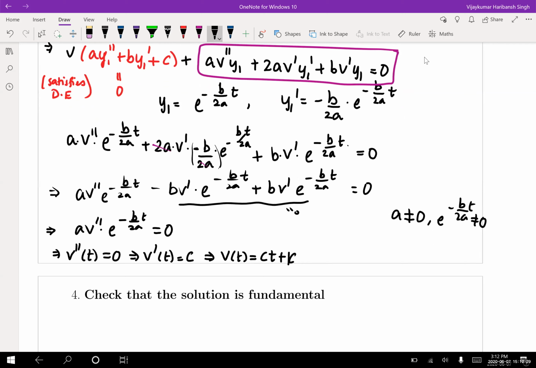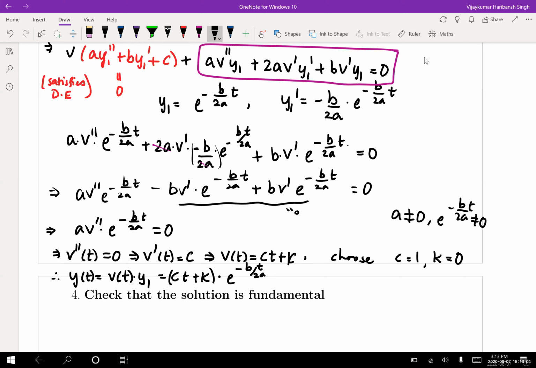So since we need another solution, choose c equals 1 and k equals 0. So what is your solution then of the form? Because you will have y(t) equals v(t) times y1. This is going to be, let's just take (ct plus k) times e to the power minus b by 2a t.